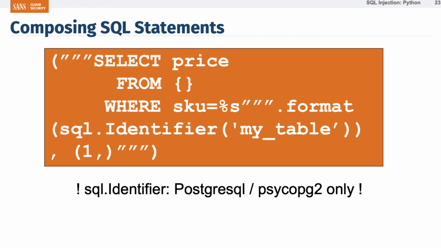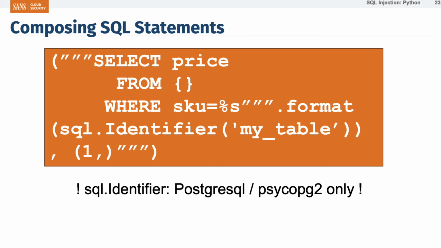What about if there is something that you cannot actually send in as a parameter? So here we have the SKU. We send this in as a parameter. But then we also have a variable table name. Well, that's where it gets a little bit tricky.